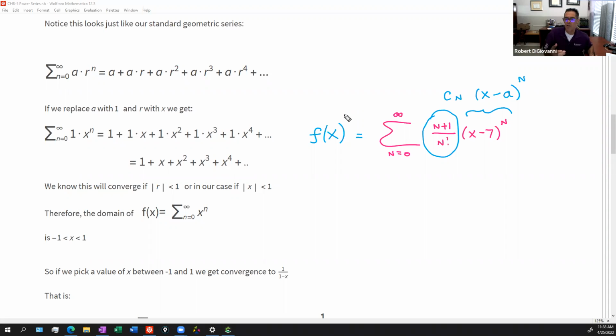The question is, does it converge at 7.1? Does it converge at 10? Does it converge if you try and plug in any other numbers? But every power series converges at least one point.